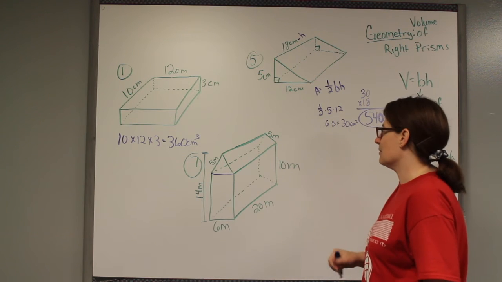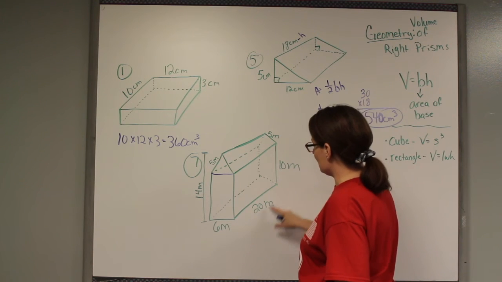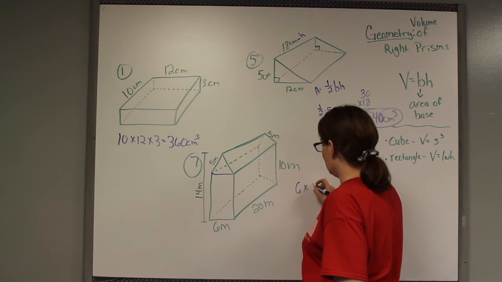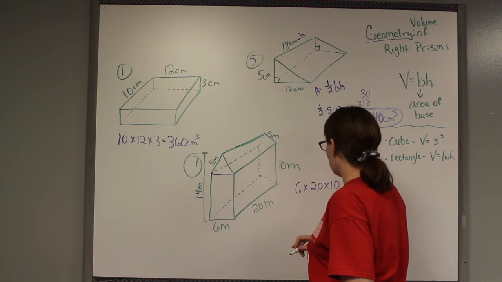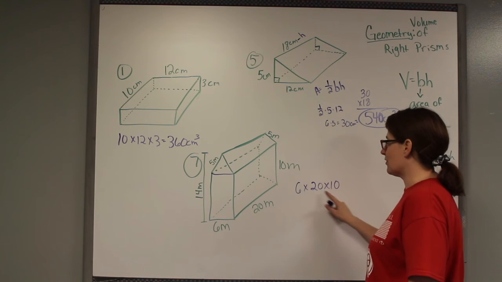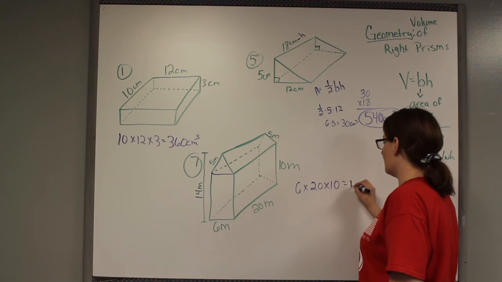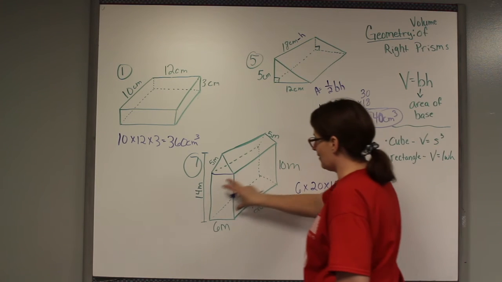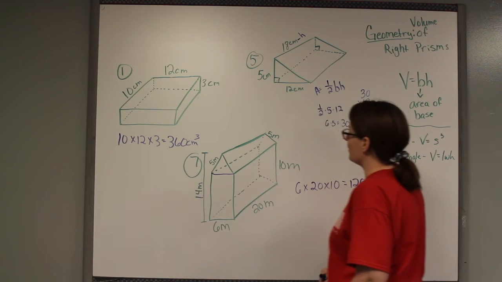Sometimes you have to separate them. So for this rectangle, length times width times height, it's going to be 20 times 10, which is 200, times 6, so it's going to be 1200. So that's part of my answer, okay? That takes care of the whole box. Now I need this, all right?